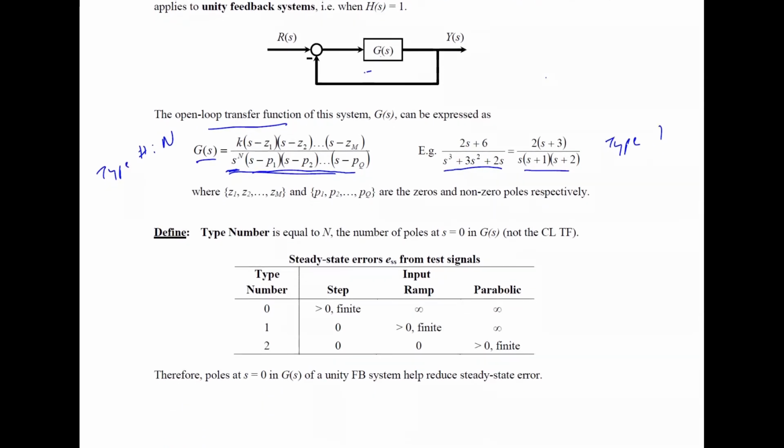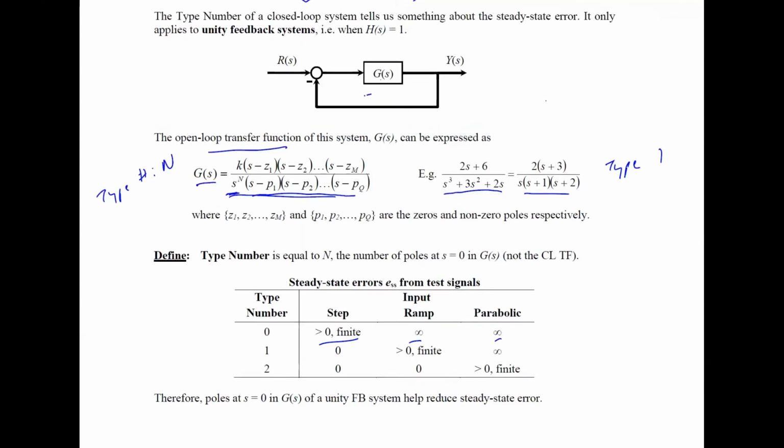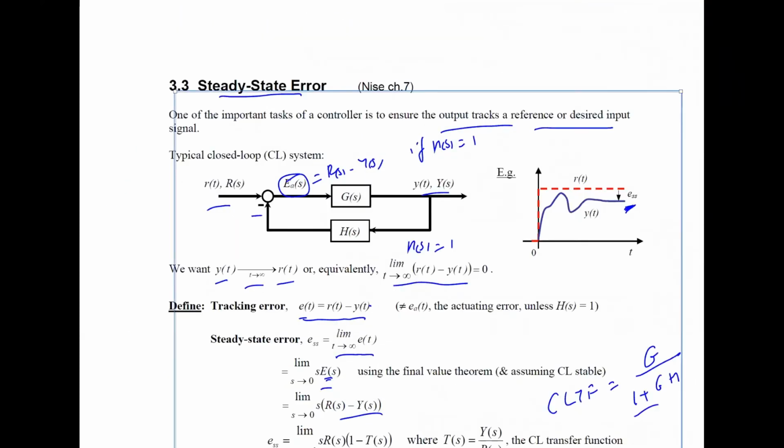If we have a type number of the system as 0, what we observe using the final value theorem is that for a step input, we end up having a finite steady state error. For a ramp input, we end up having an infinite error. And similarly, for a parabolic input, we also end up having an infinite steady state error. So let's look over here.